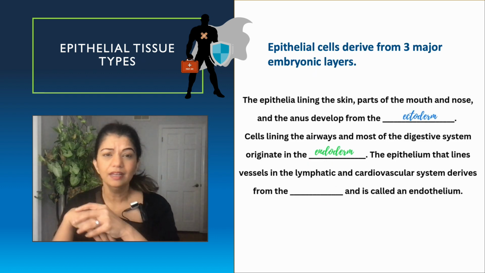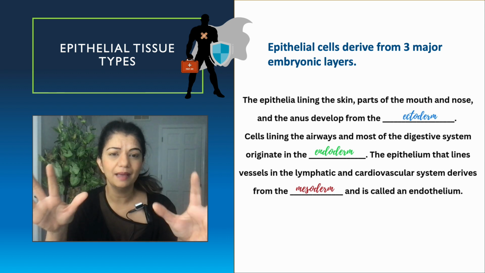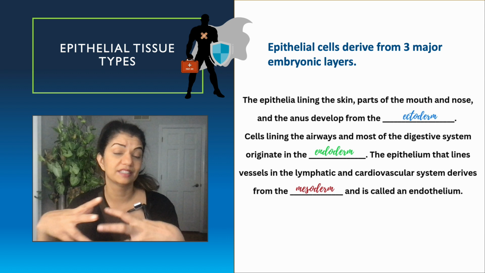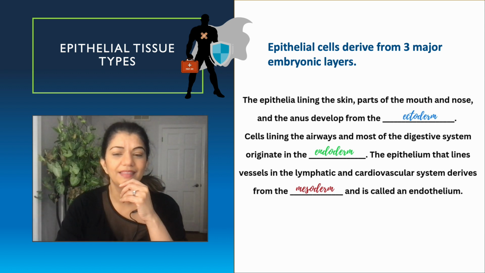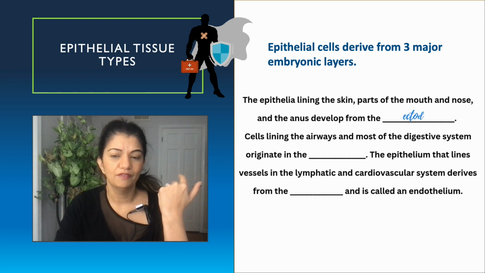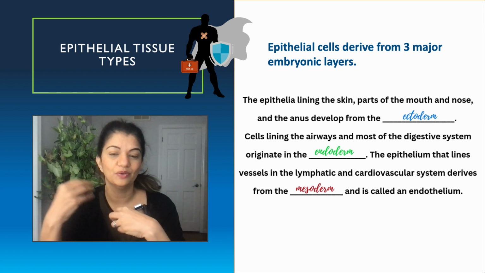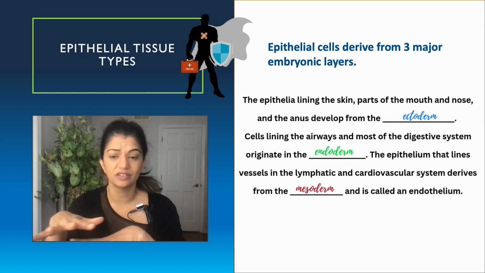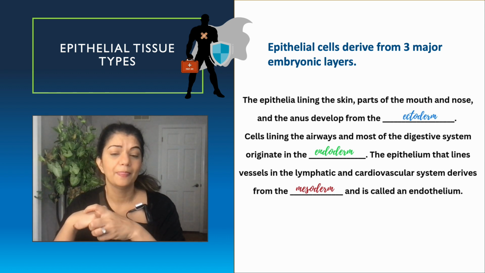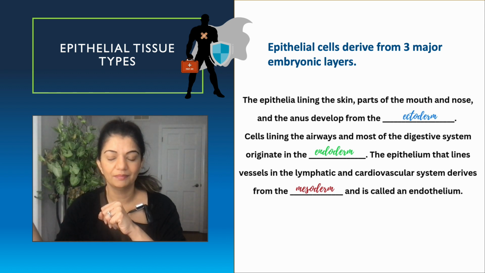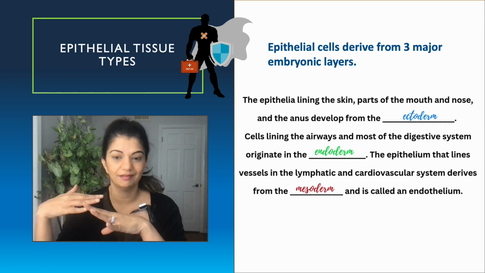Okay, here we're going to talk about the 3 embryonic layers that epithelial tissues or cells derive from. So the lining of the skin and parts of the mouth and nose and the anus actually develop from the ectoderm, right? And then the digestive is your endoderm. And then the epithelia that lines our lymphatic or cardiovascular system derives from the mesoderm, and it's also called the endothelium.